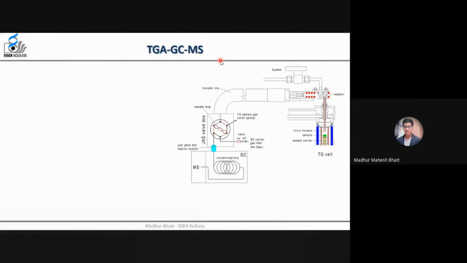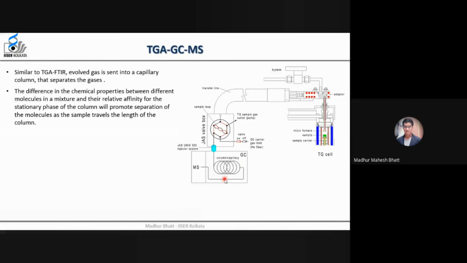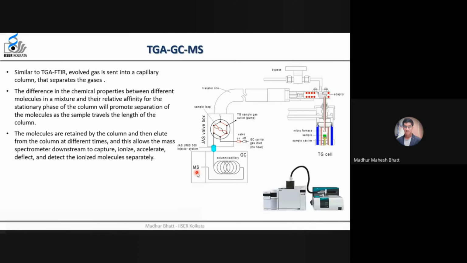So next is TGA-GCMS: thermogravimetric analysis, gas chromatography, mass spectroscopy. In the TG cell, the sample is heated, the gas gets evolved, goes through the transfer line, and goes into a column. The column separates the gases based on their affinity to the stationary phase. As soon as the gases are separated, they are sent into the MS, the mass spectrometer, and there the gases are characterized. Now it becomes very easy to understand what gases are evolved. Otherwise, they will come all together. This is how the TGA-GCMS instrument looks.